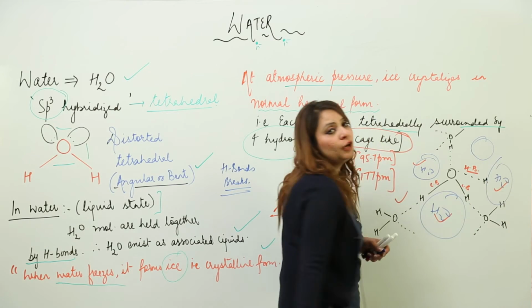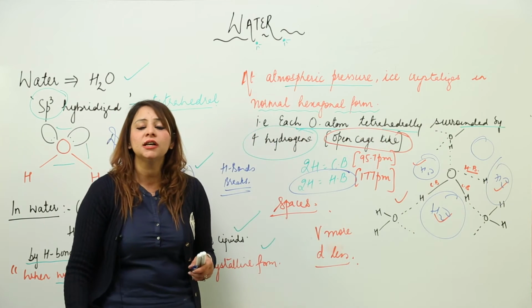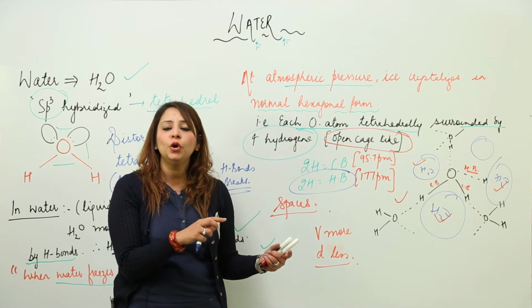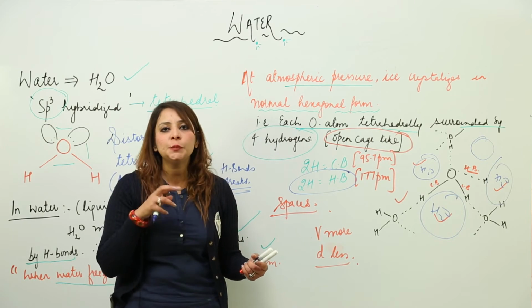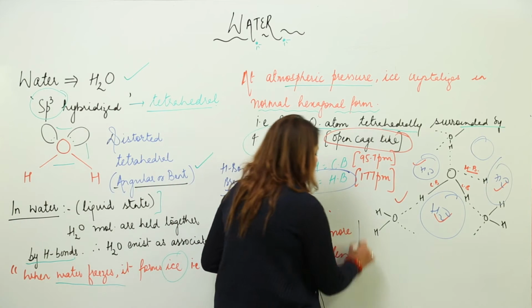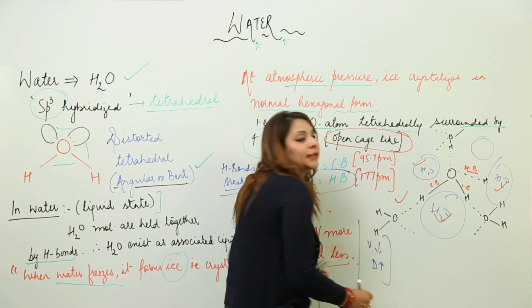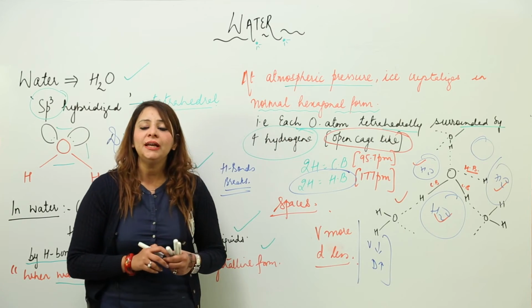So as the number of vacant spaces decreases, because on melting the bonds are broken and the water molecules are occupying those vacant spaces, what we see is volume decrease and density increase.